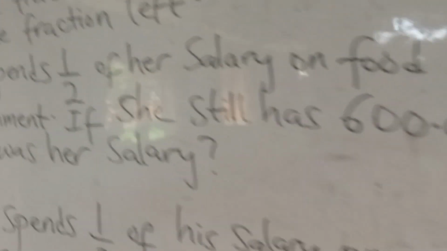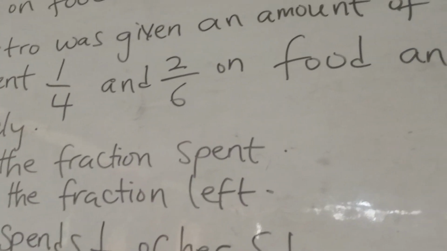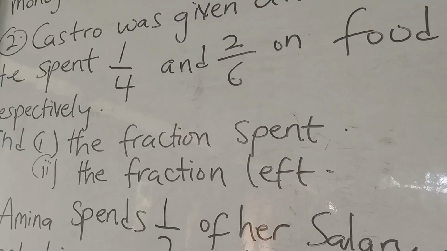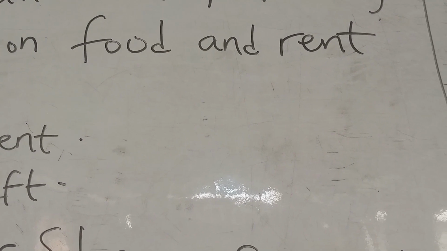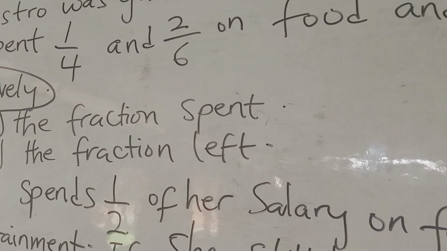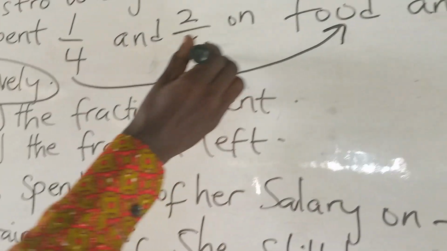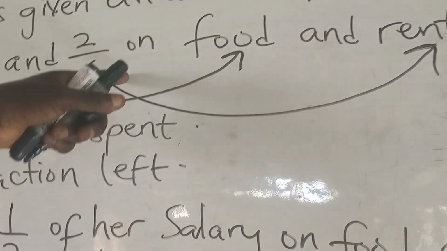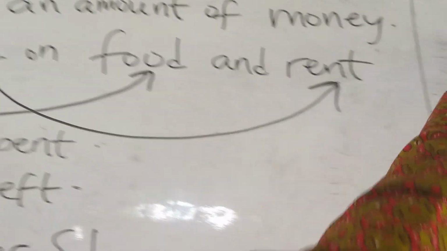Castro was given an amount of money. He spent 1/4 and 2/6 on food and rent respectively. Find I, the fraction spent, II, the fraction left. Now the key word here is respectively. What I mean by respectively is that this 1/4 is for food and 2/6 is for rent. Suppose I gave you a third fraction as 1/5 on entertainment, then 1/5 will go for entertainment.